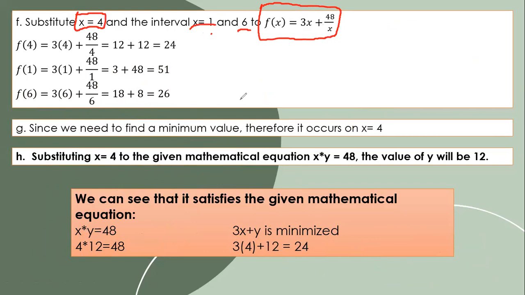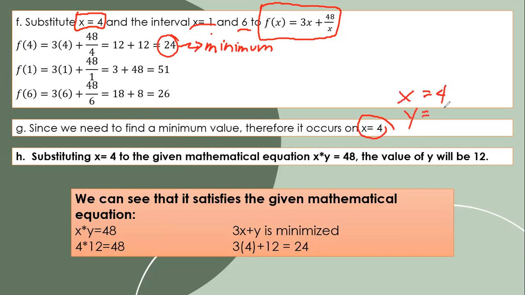Kung mapapansin natin, ang minimum, ang pinakamaliit, ang hinahanap ay minimum value nung sum ng 3 times yung unang number tsaka yung pangalawang number. So this 24 is the minimum since siya yung pinakamaliit sa tatlo. So it occurs at x is equal to 4. So since we need to find the minimum value, therefore it occurs on x is equal to 4. So nakuha na natin yung first number, that is x is equal to 4.